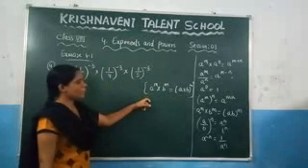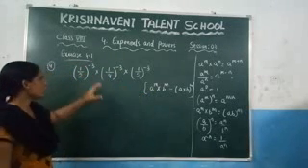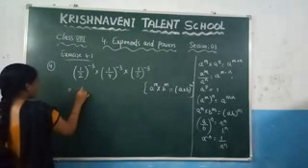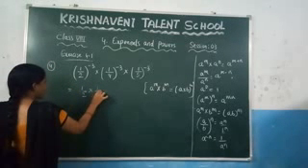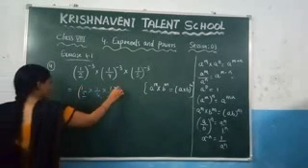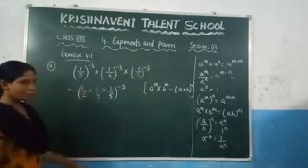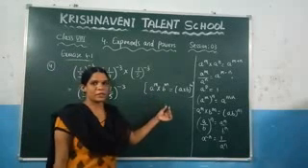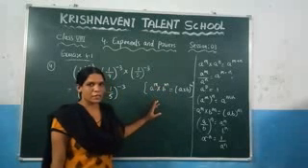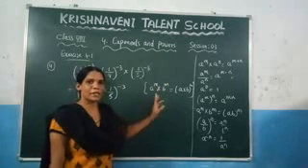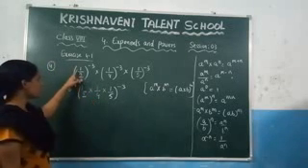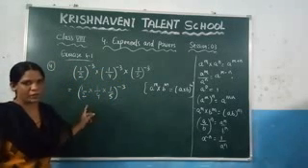So by this, you can multiply the bases. You can write this as (1/2 into 1/4 into 1/5) whole power minus 3. By applying this law of exponent, since the power is the same, we have multiplied the bases. So just multiply the bases. What are the bases? 1 by 2, 1 by 4 and 1 by 5.